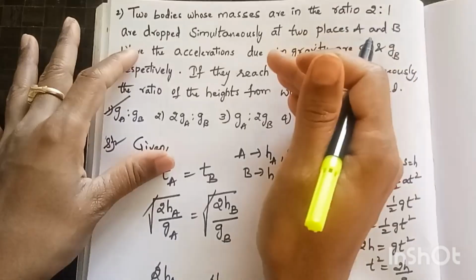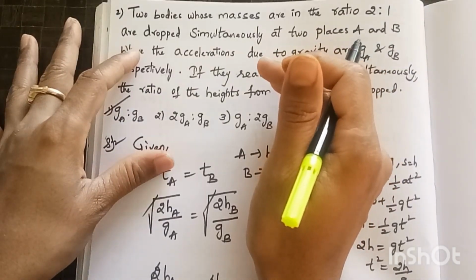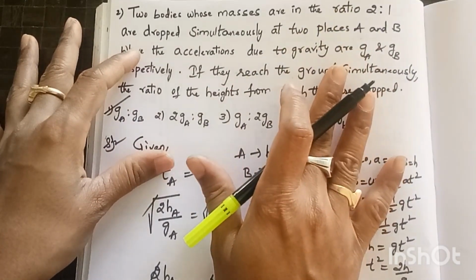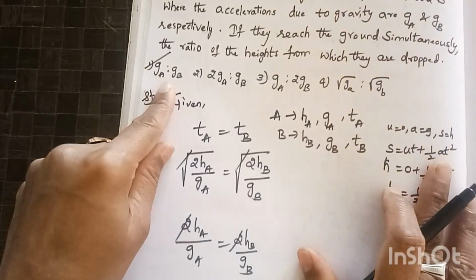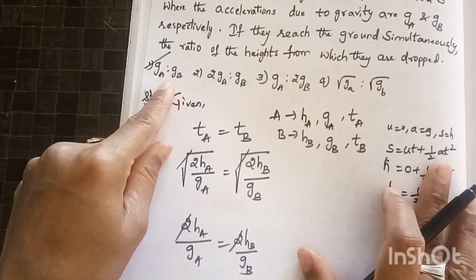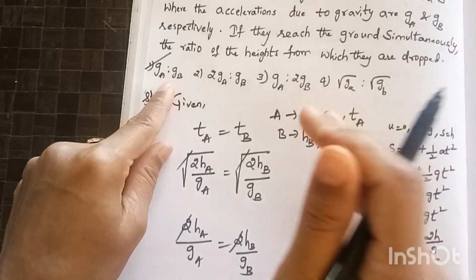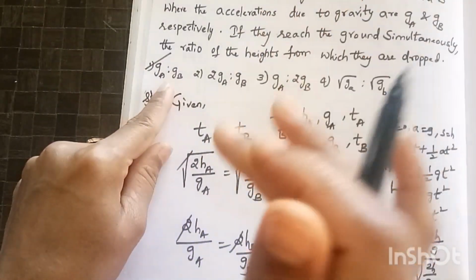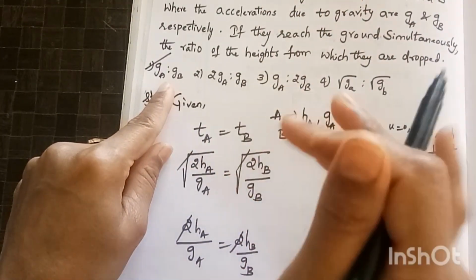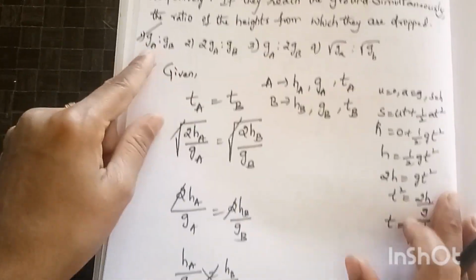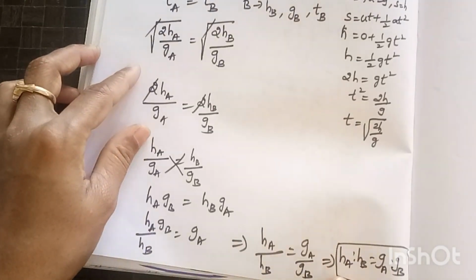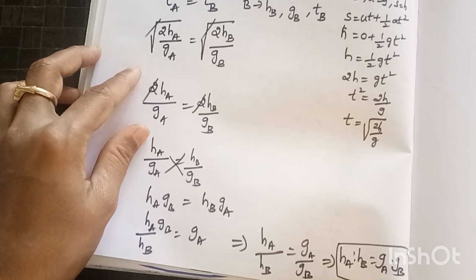As we dropped the two bodies of different masses at the same time, their accelerations due to gravity will be the same. As I said, they reach the ground at the same time, and by considering that, we found the ratio of heights.